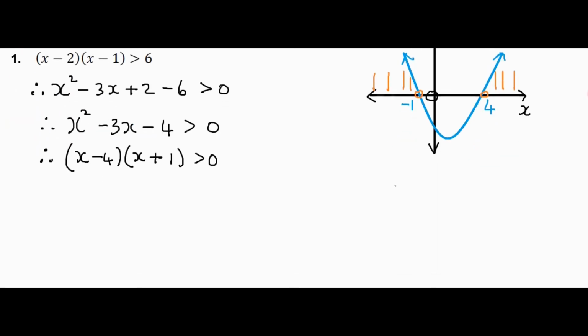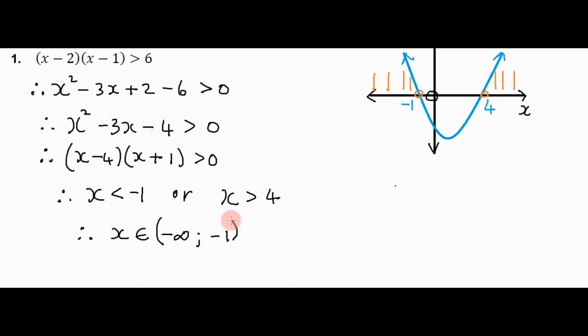Now we can write down our answer. So x will be less than negative 1, or x will be greater than 4. If we express this in interval notation, it will look as follows. It will be the union of these two intervals. So x will be an element of the interval from negative infinity to negative 1, union, then 4 to positive infinity.